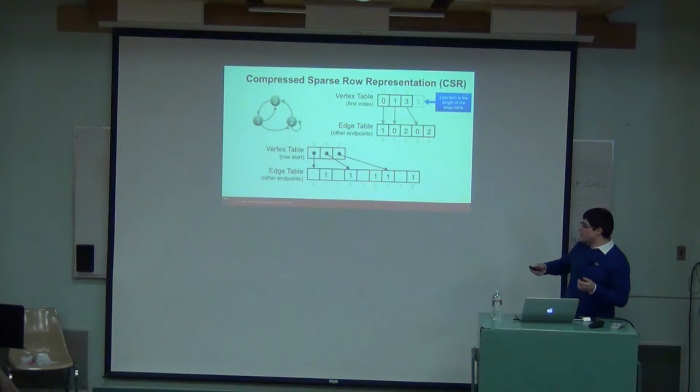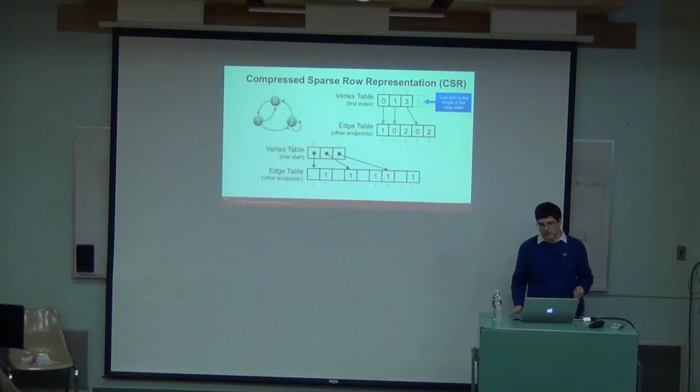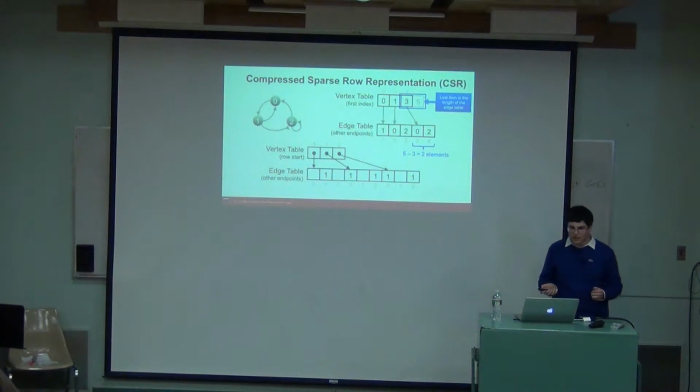So that gives us CSR, and then at the end, you add one more element to the vertex table, in gray, which is the number of elements in the edge table. Now you can observe that each of these rows is 2 elements long, 2 elements long. So I need to figure out how long they are. You can do that just by taking the difference of 2 consecutive elements in the vertex table. So for this last one, you subtract 5 minus 3, which means there are 2 elements here.